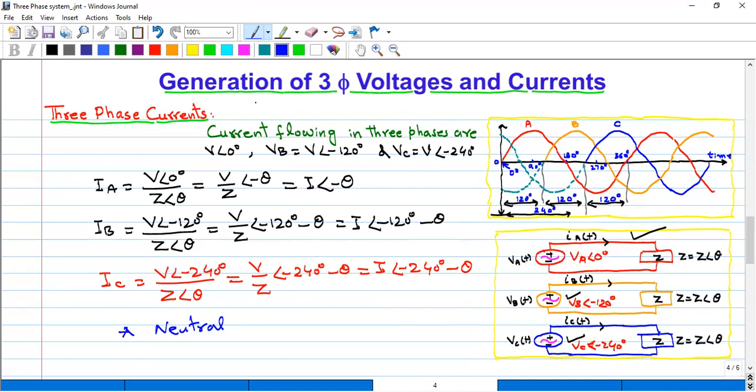In the next lecture, we will discuss what is the neutral, how can we find the neutral current.